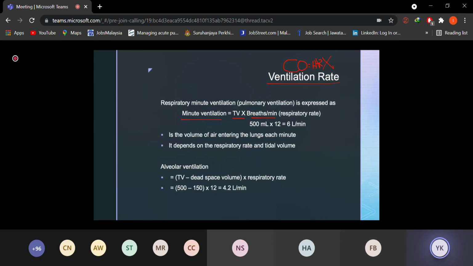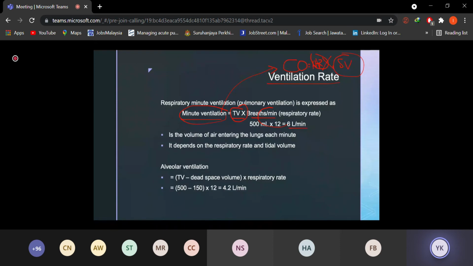Stroke volume is how much blood is moving out from the ventricle for ejection, similar to the tidal volume. Breaths per minute is similar to the heart rate. So your minute ventilation is actually similar to the cardiac output. If you forget the cardiac output and only remember the minute ventilation, you can use the same formula. It's the same. About 6 liters per minute for the minute ventilation.